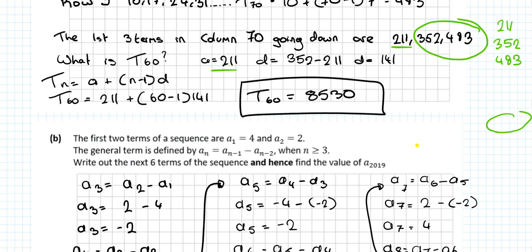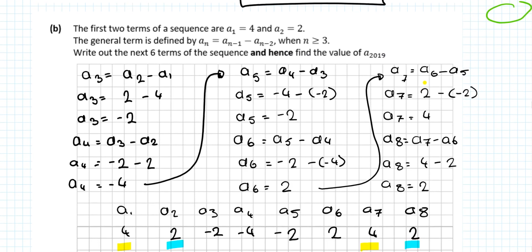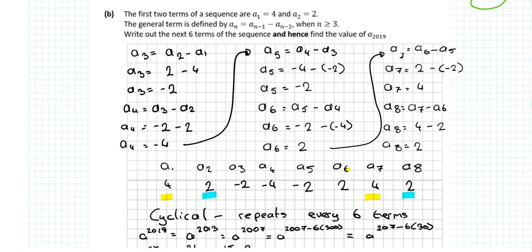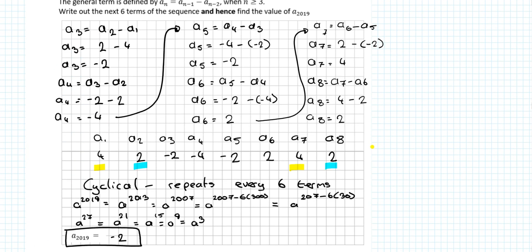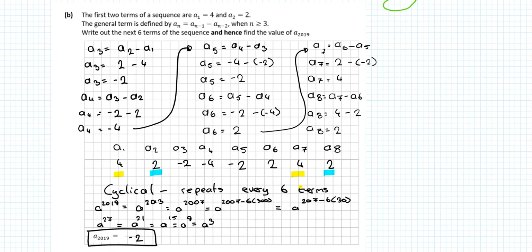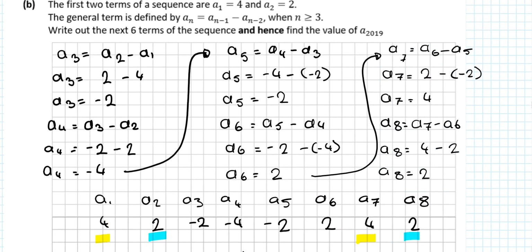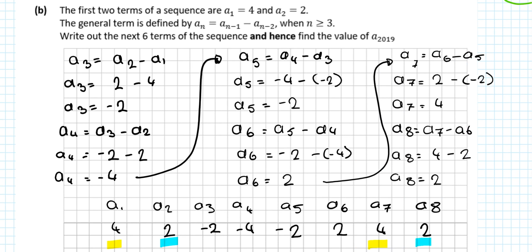Next question is an absolutely brilliant question. Big fan of it. And it kind of plays in a little bit with complex numbers. So I can show you the whole question. I won't show you the whole question. So the first 2 terms in a sequence are given as A1 is equal to 4 and A2 is equal to 2. The general term is defined by AN is equal to AN minus 1 minus AN minus 2.